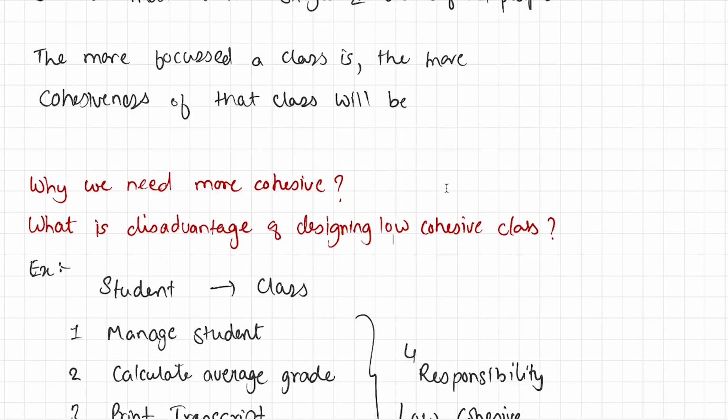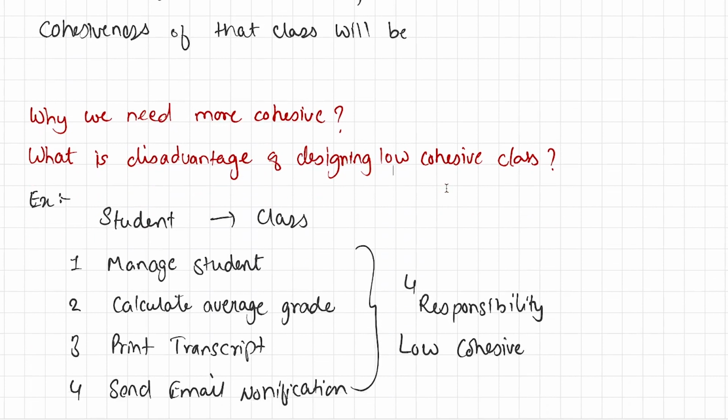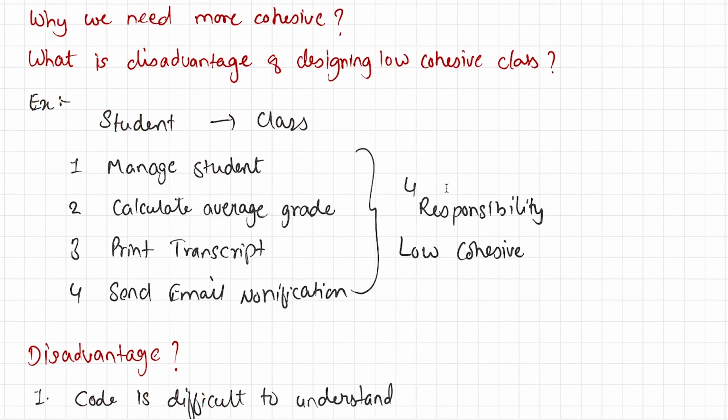But the question over here is, why do we need more cohesive classes? What is the advantage? What is the disadvantage of designing a low cohesive class? So let's understand this concept with this example. Let's say we have a class Student, and there are 4 responsibilities of this class. Number 1, the student class manages itself. Number 2, the student class is calculating average grade of a student. Number 3, this class is responsible for printing transcript for the student. And number 4, the student class is also responsible for sending email notification.